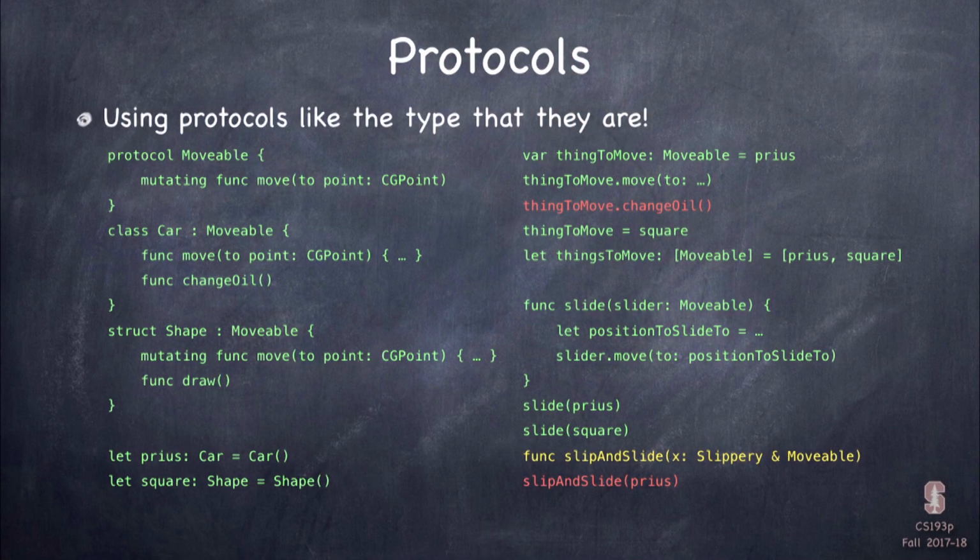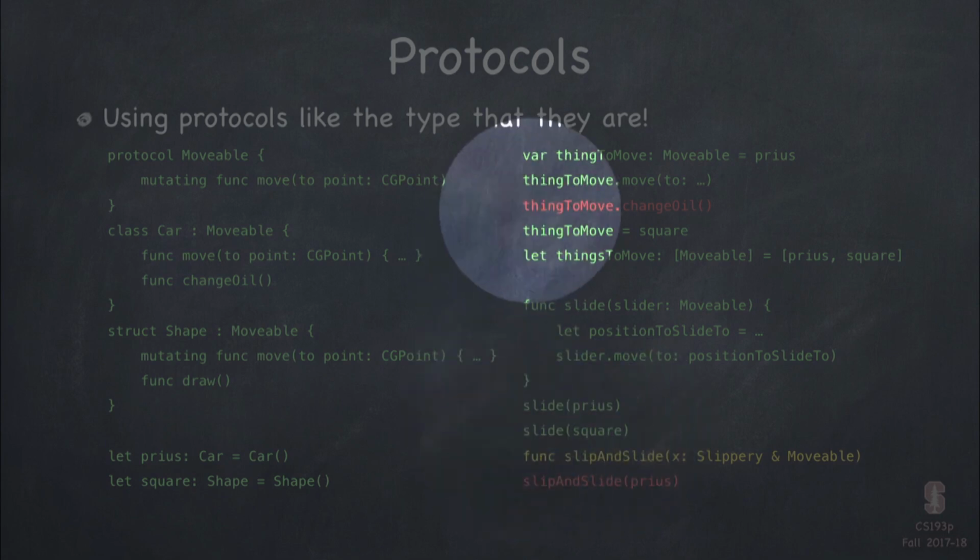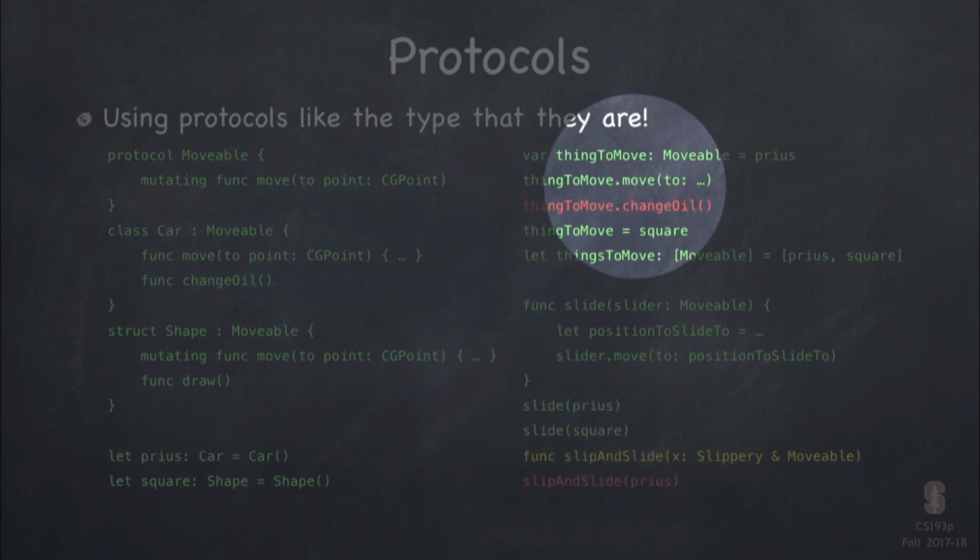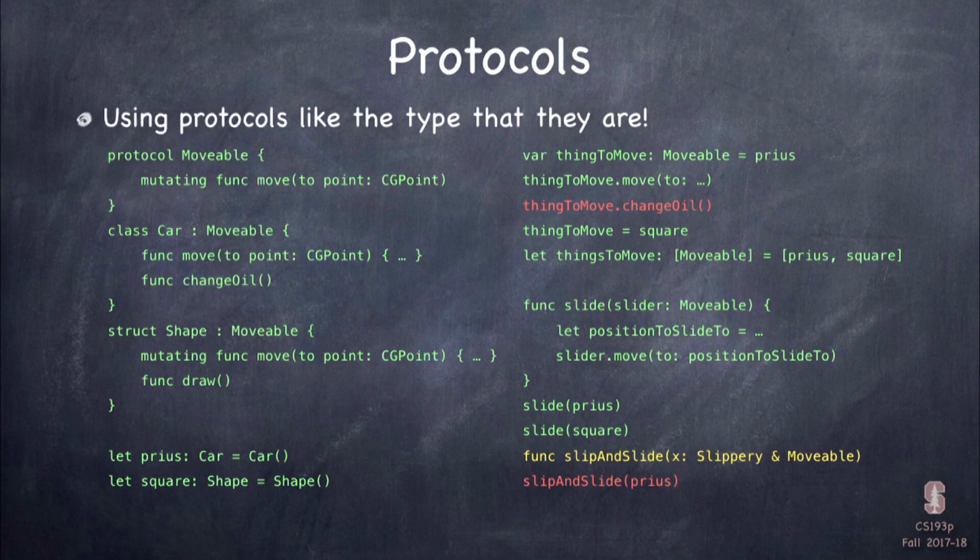Okay, so you're getting a feel for how we use a protocol by declaring vars and arguments to functions. Okay, so it's only scratching the surface of protocols. Yeah, question? In that last step, you had thing to move set to Prius and square. Yeah. And then so when you call the function here, let me back up, sorry. Okay, so what was it? You had thing to move set to Prius first, and then you set it to square. Yeah, up here. So when you call a method on thing to move, which one does it do it on, both?